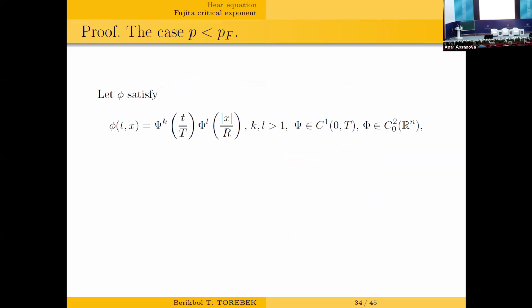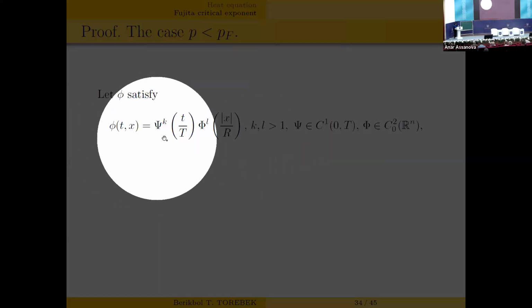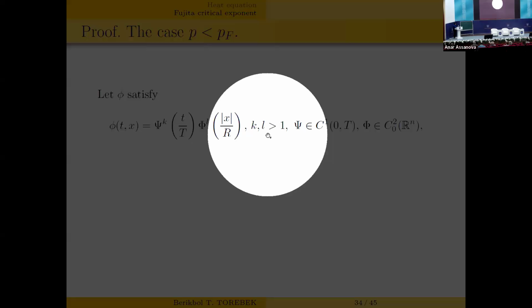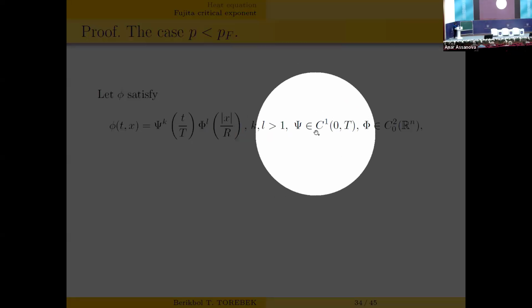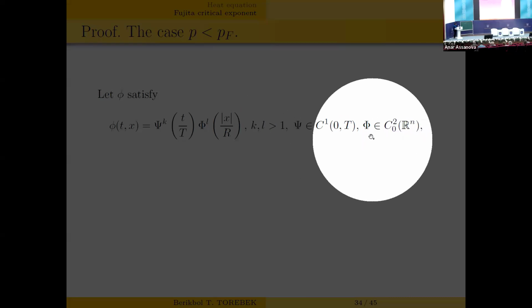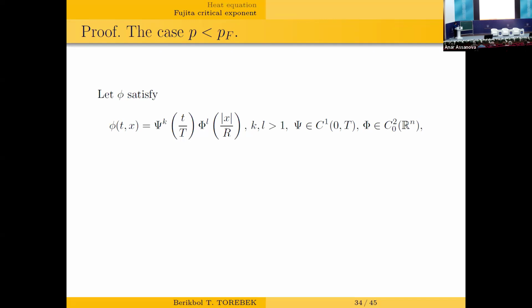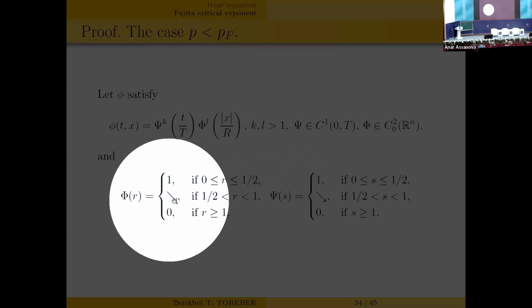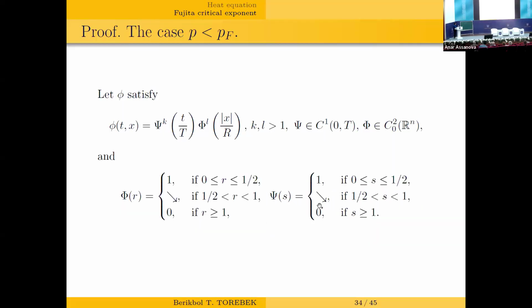For this, we consider this kind of special form of test function. The function φ we will represent by this expression. Here, capital T and capital R are sufficiently large numbers, and K and L are also some numbers greater than 1. We suppose that capital Ψ from C1 and capital Φ from C2 0 have compact support. And also we suppose that the functions φ and ψ have this kind of properties.